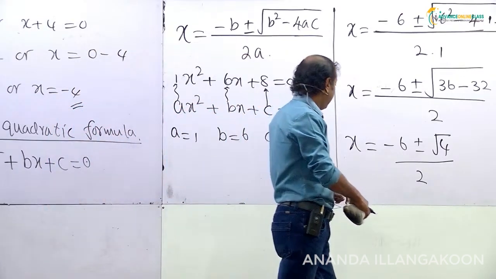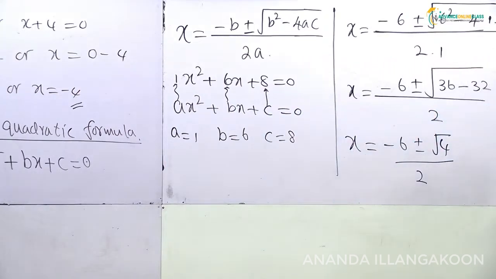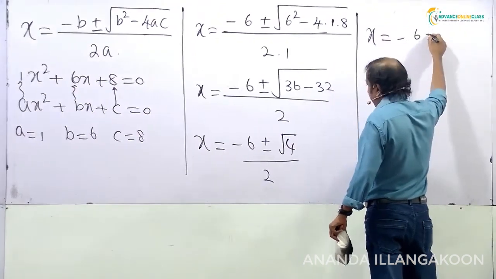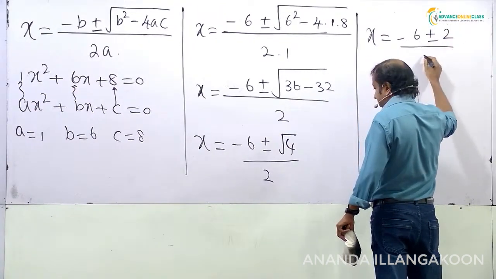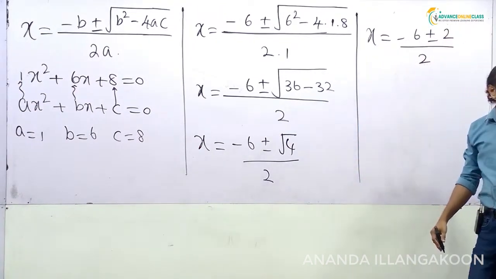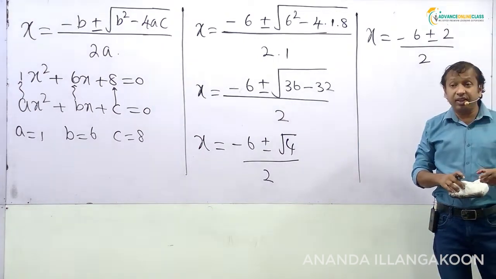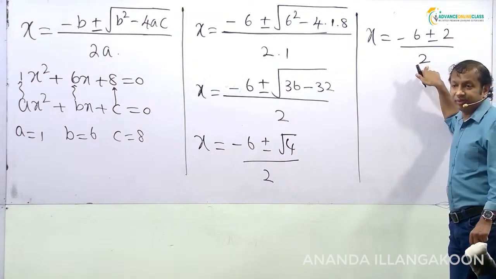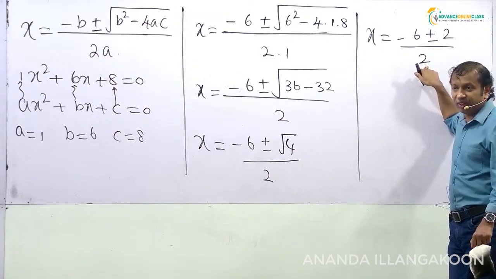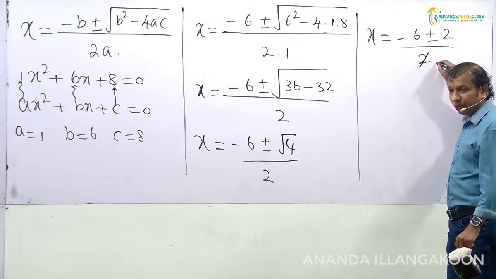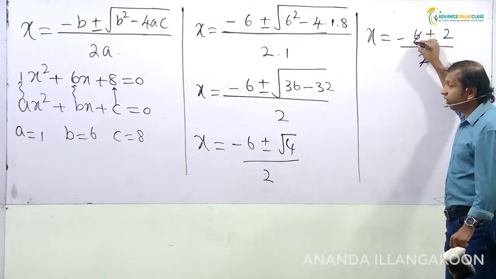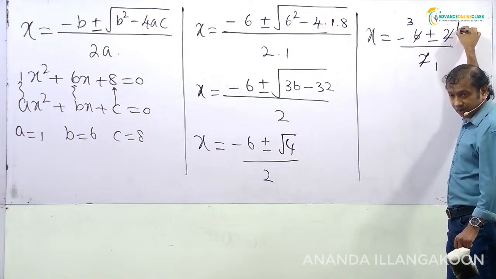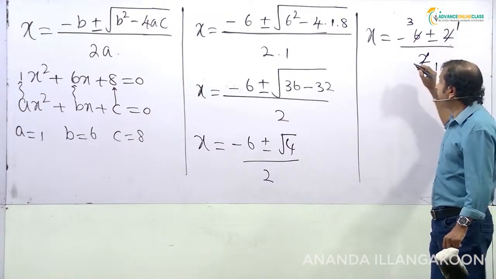Right. Then I can write this way. X equals minus 6 plus or minus 2, divided by 2. Then you can use the simplification technique we learned in the morning. Tell me, 6, 2 and this 2, all three we can divide by what? 2. Then tell me the way of simplifying. 2 we divide by 2, 1. 6 we divide by 2, 3. 2 we divide by 2, what do you get? 1. Right?